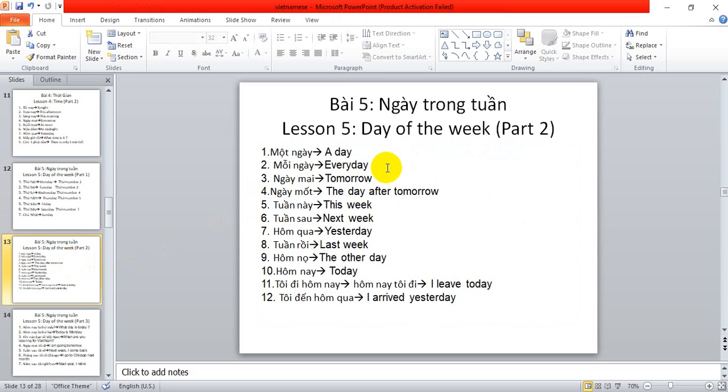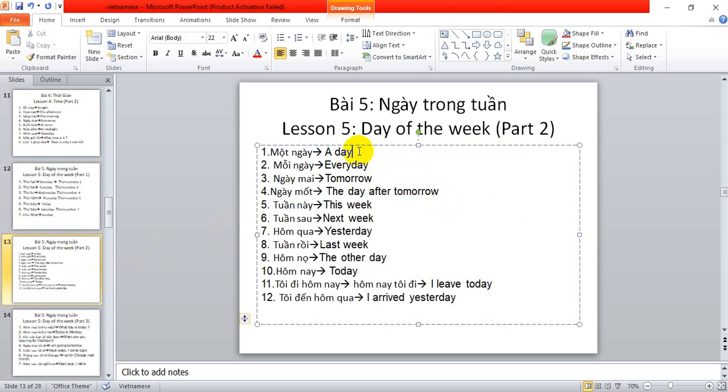I will show you the phrases and some sentences. A day, một ngày. Một is one, and day is ngày. I read the words for you to understand. Một ngày, a day. Mỗi ngày, every day. Ngày mai, tomorrow.